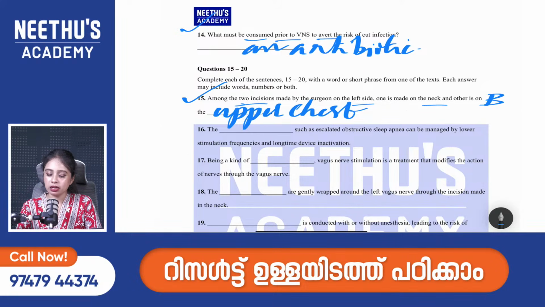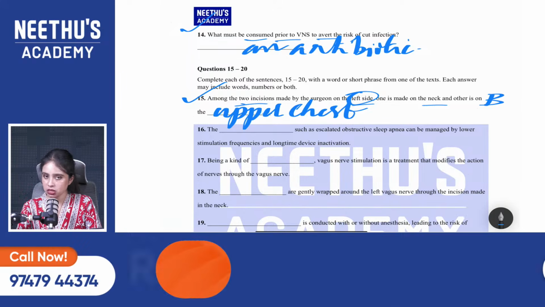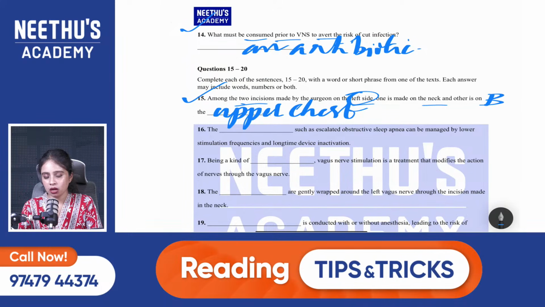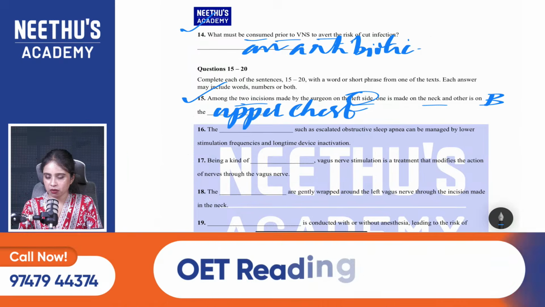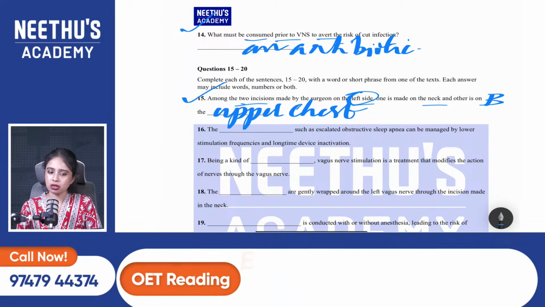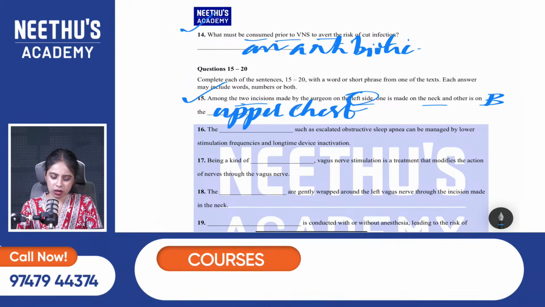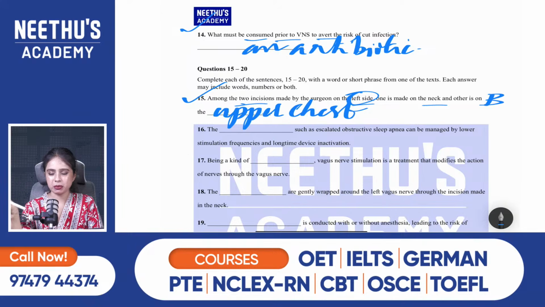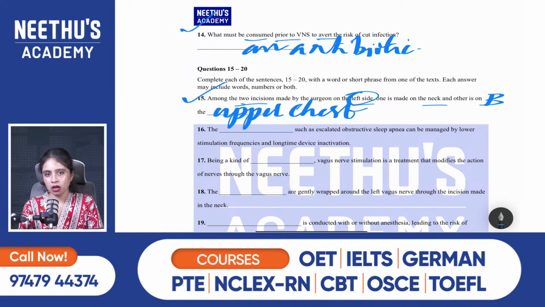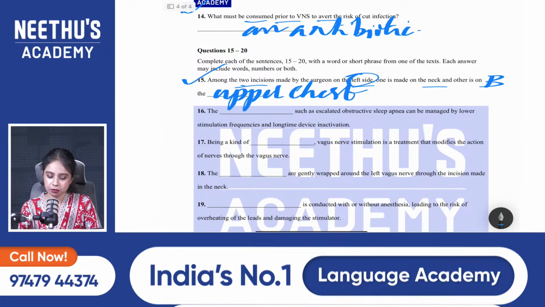But left is already there in the question, so you don't have to repeat it. That is an OET instruction. You don't have to repeat the same exact word from the question into the answer. So you can write upper chest. Or your answer is also true, upper left chest, something specific. Otherwise, you don't have to repeat it. Upper chest is the right answer.